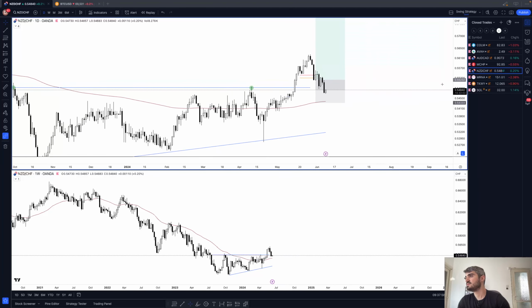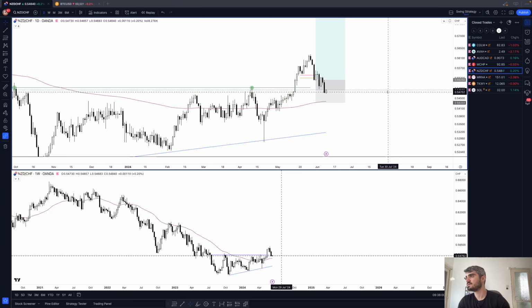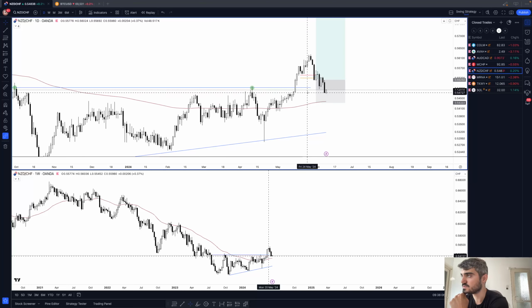I also, guys, this is a situation where my risk should have been much tighter. Okay, it should have been placed here, my stop loss.